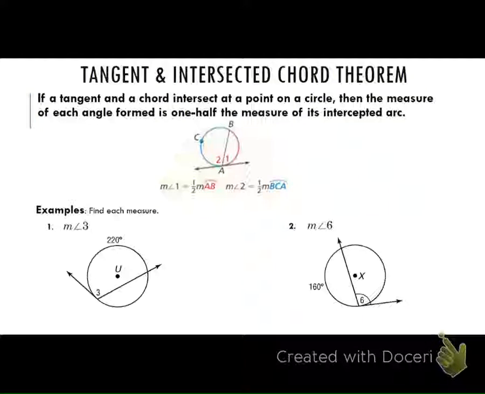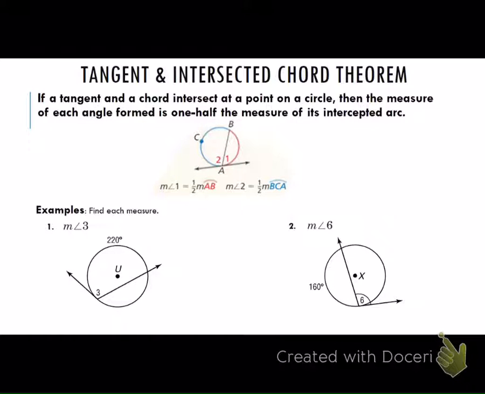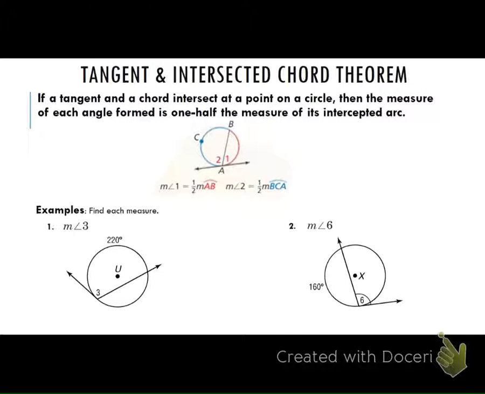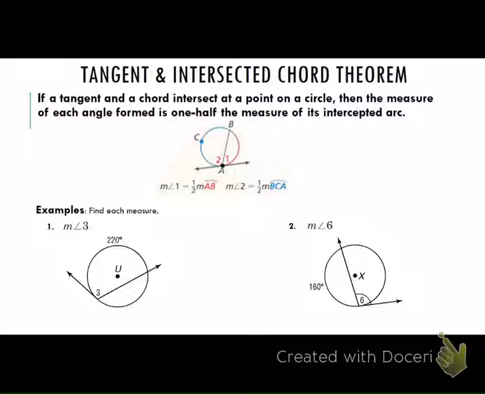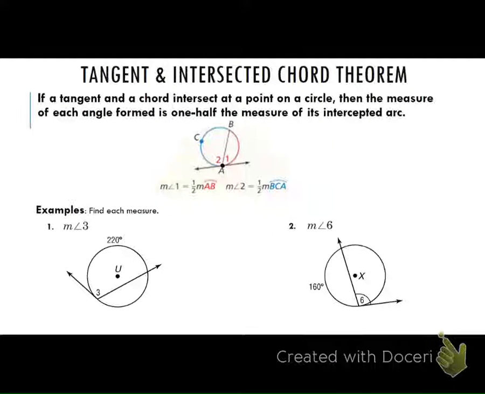Okay, tangent and intersected chord theorem. If a tangent and a chord intersect at a point on the circle, the measure of the angle formed is 1/2 the measure of the intercepted arc. This is the same thing as yesterday. If your vertex lies on the circle, it's going to be 1/2 the measure of the arc. Do you guys understand that? It just looks different because part of the angle might be outside. Do you guys see that?